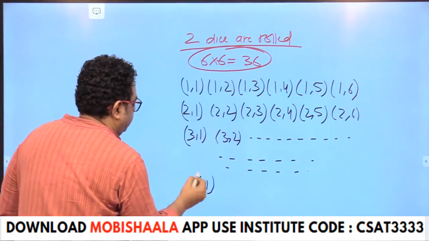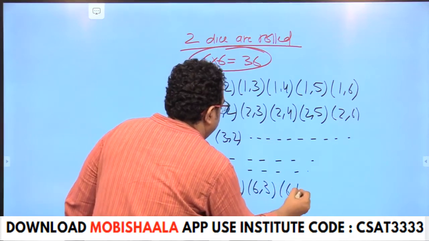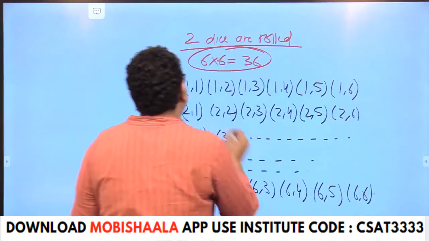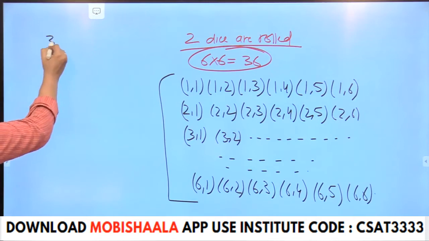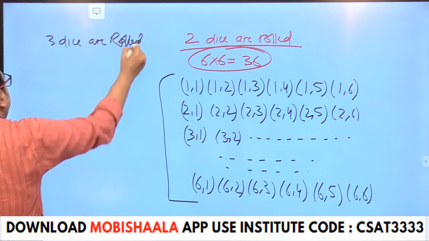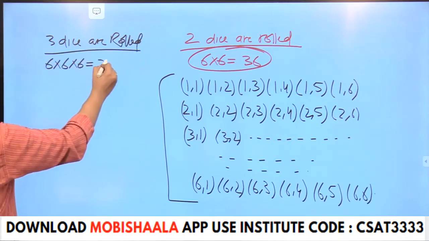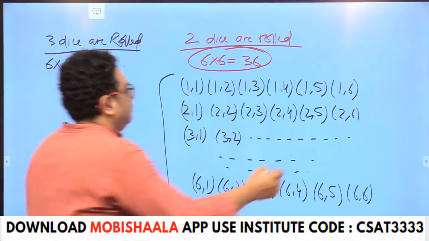6-1, 6-2, 6-3, 6-4, 6-5, and 6-6. See this? These are those 36 outcomes. Isn't it? So if I say 3 dice are rolled, total outcomes would be 6 into 6 into 6, 216. So how would it go to all the 2 dice outcomes?